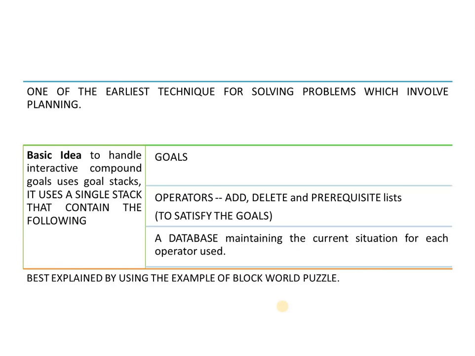That's why in the explanation it is given that the goal stack planning concept contains goals, operators, add, delete, prerequisites. Okay, we are using all of these, and a database maintaining the current situation. This all together comes up as goal stack planning. Hope you understand the concept.